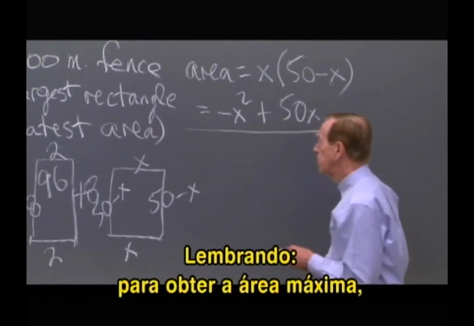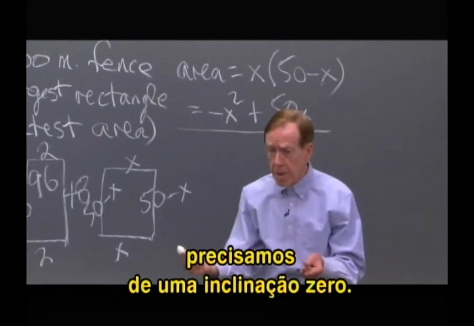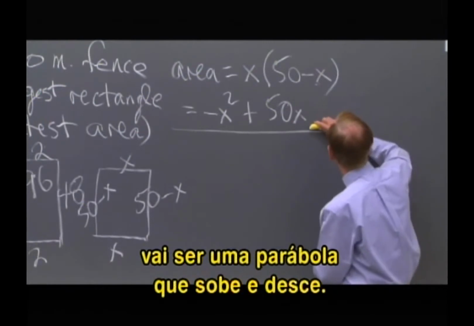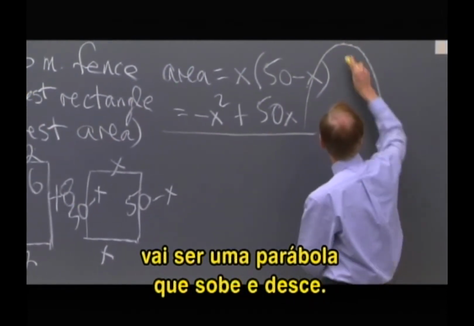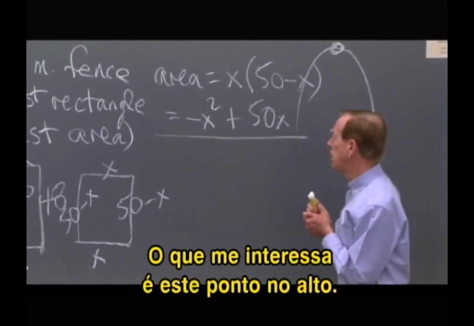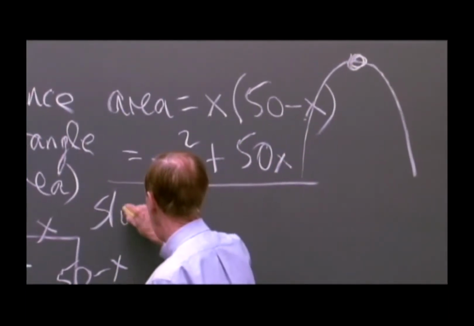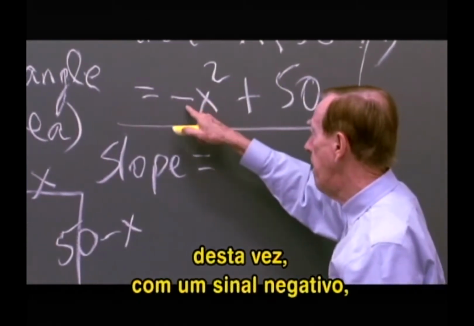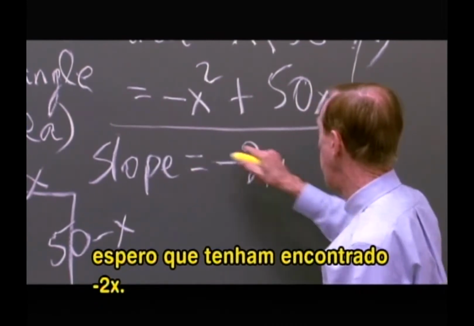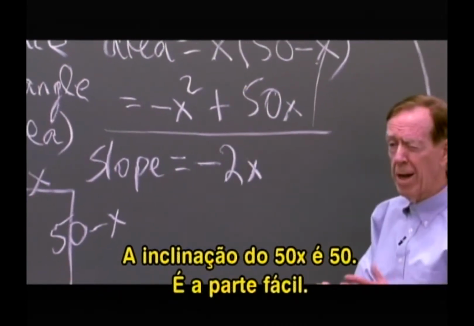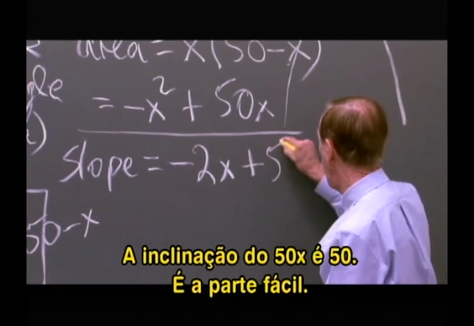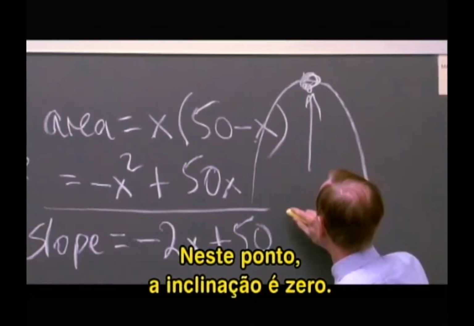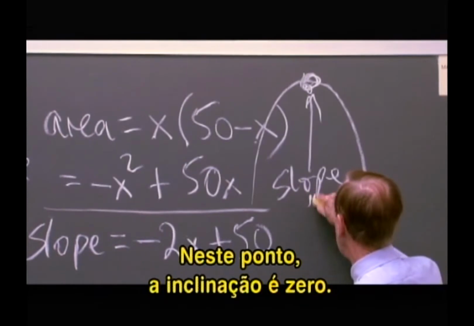The slope, because you remember, if we want the maximum area, we want the slope to be 0 at the maximum. If I graph this thing, it is one of these parabolas that goes up and down, and I'm looking for that point at the top. That's the max. Okay, so the slope by Newton, Leibniz, and you is, with a minus sign, I hope you saw that it was minus 2x now. And the slope of the 50x is just 50. That's just the easy part. And at this point, that's the point where slope is 0.